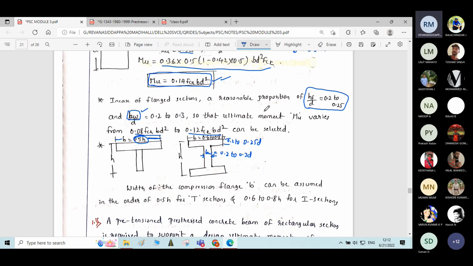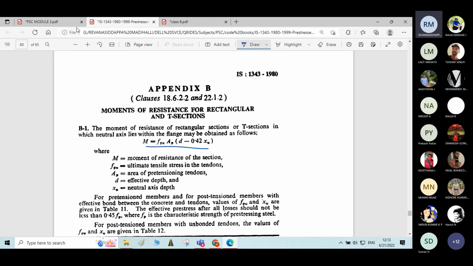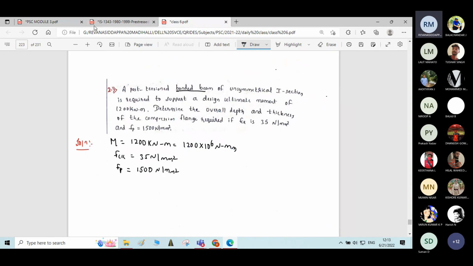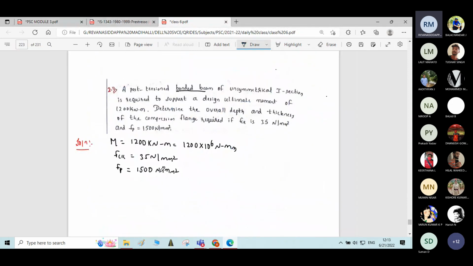Yes, here we have all the guidelines. We have to follow these guidelines. Now, first you fix the width of flange. Here the guidelines say that for an I section, fix the width of flange as 0.6 to 0.8 times the depth. We have to use these guidelines for fixing the dimensions.